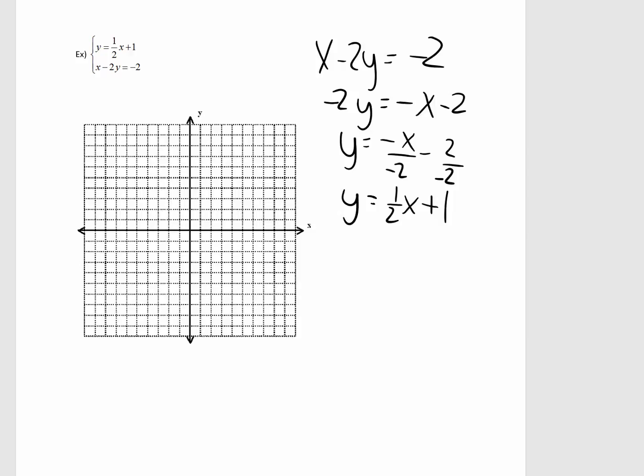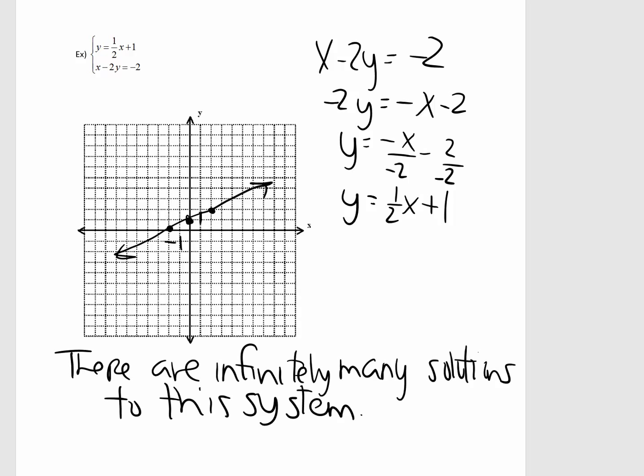So we know we're going to have infinitely many solutions, but I'm still going to graph this line on the coordinate plane. So let's start with the y-intercept. And 1/2, that's up 1 to the right 2, or that's going to be down 1 and to the left 2. Connect the dots. And now let's write out the solution to this system. There are infinitely many solutions to this system.